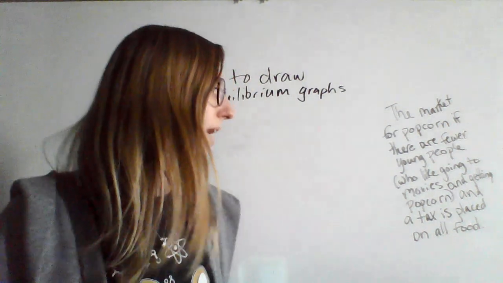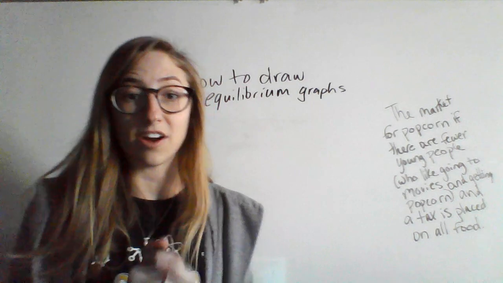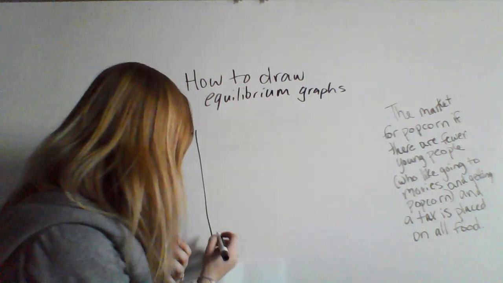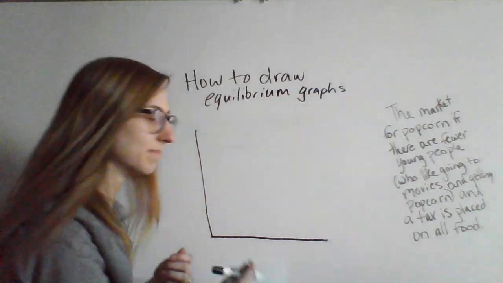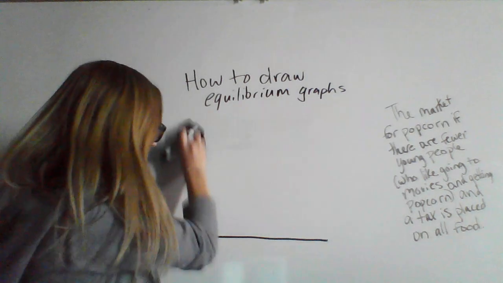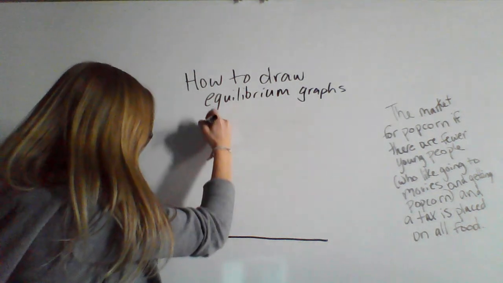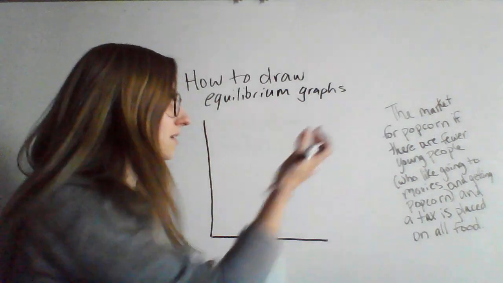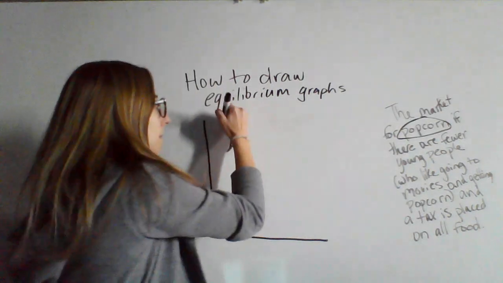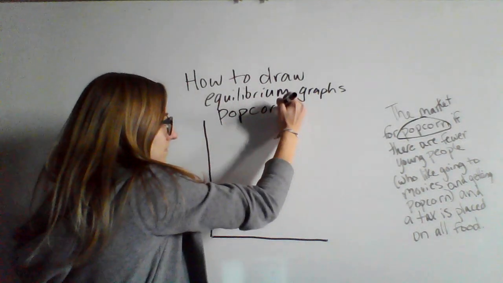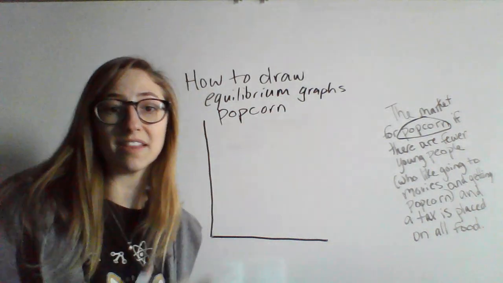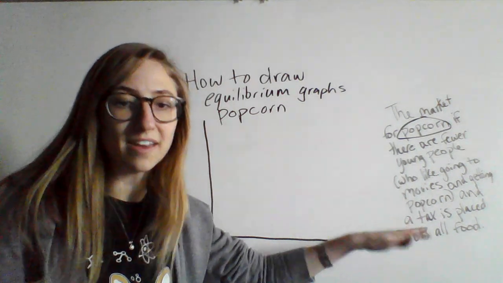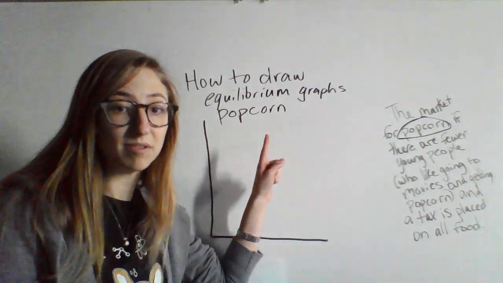Okay, cool. So we always start with the things that are always the same for every one of these graphs. We title it the name of the good, so in this case, popcorn. This is essential so we don't get lost and forget which good we're talking about, because sometimes there'll be lots of goods involved in the story, but this is the one that we care about.